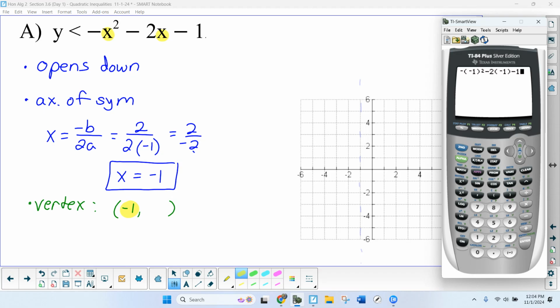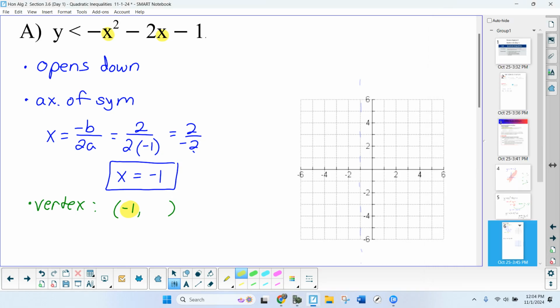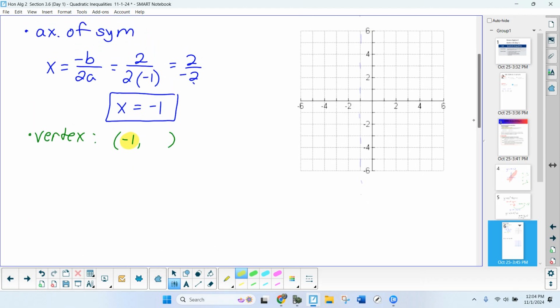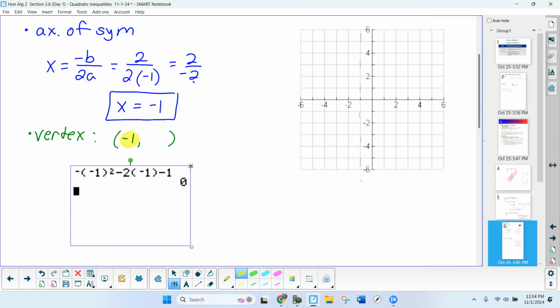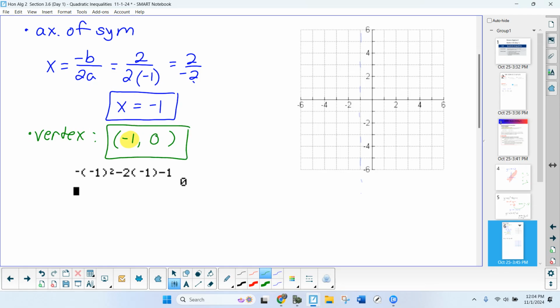Okay, so Jack, when you get it, let me know what you got for the vertex. What'd you get, Jack? Don't be perplexed. What is it? It's 0. Did you guys get 0? Yeah. So it's the point negative 1, 0. And then, Jack, last question for you is, what is the y-intercept? Negative 1. Okay, so it's the point 0, negative 1.